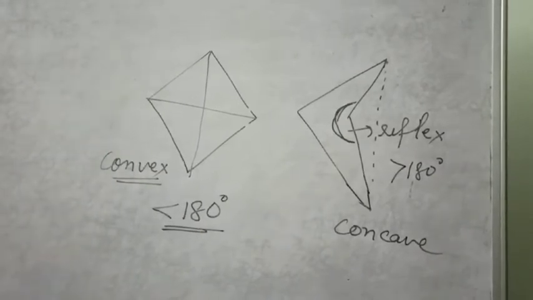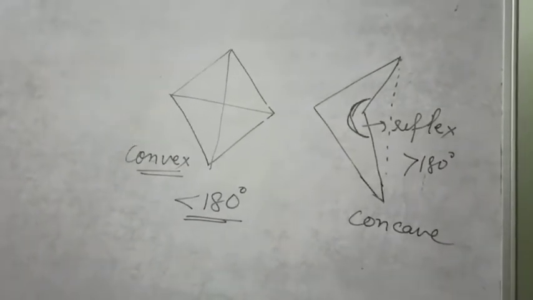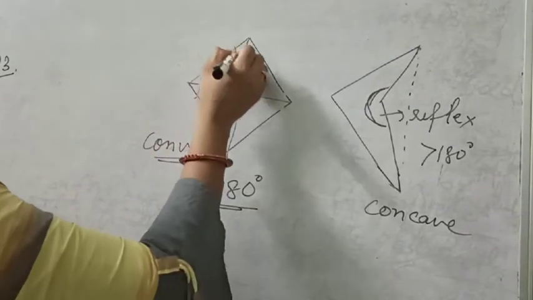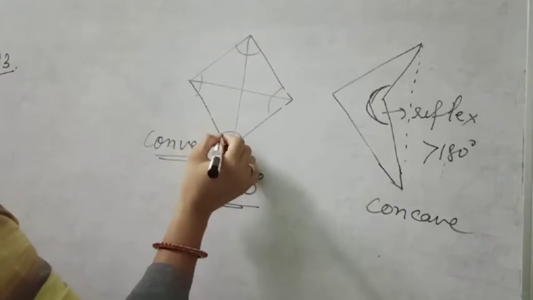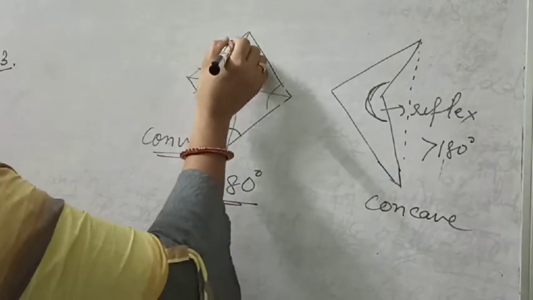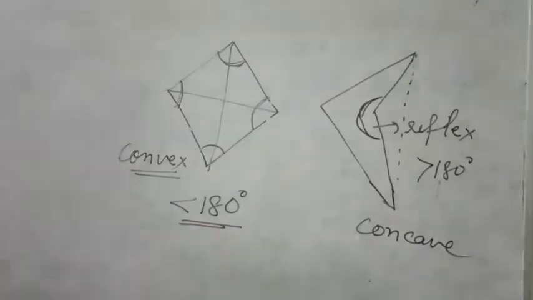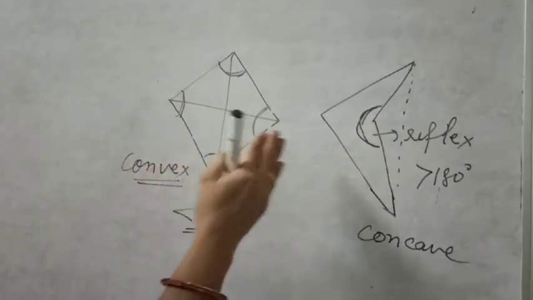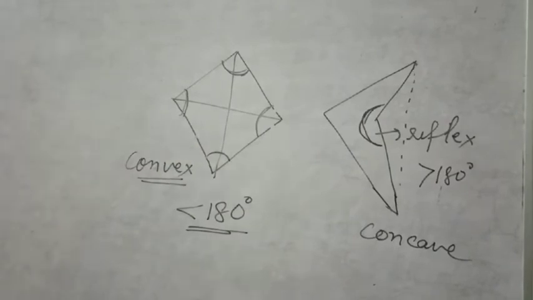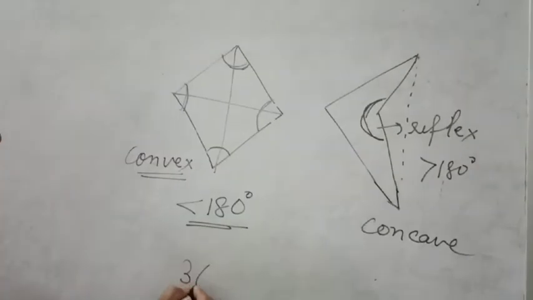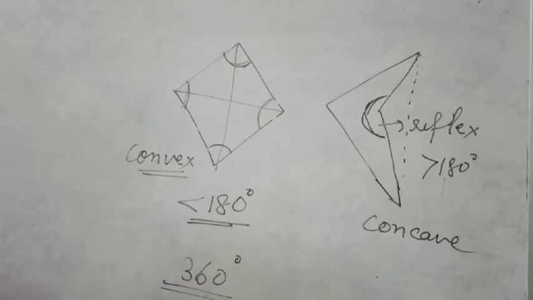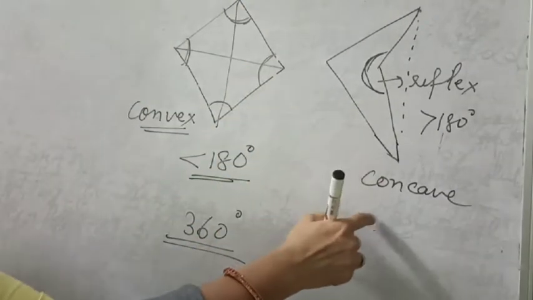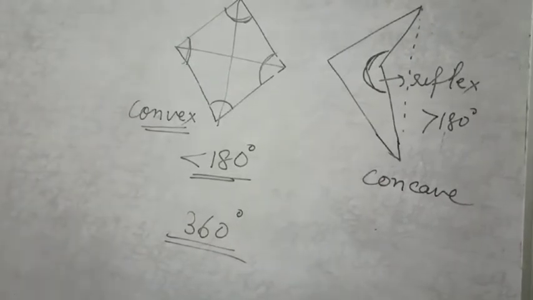Now the question was what is the sum of the measure of the angles of a convex quadrilateral. Sum of the measure means these four angles. What will be their sum? In our last lecture, I gave you one activity. Through that activity, you must have calculated that whether it is convex or concave, in both the cases, the sum of interior angles does not change. It remains the same. The sum of the interior angles will always remain 360 degrees, whether it is a convex quadrilateral or a concave quadrilateral.